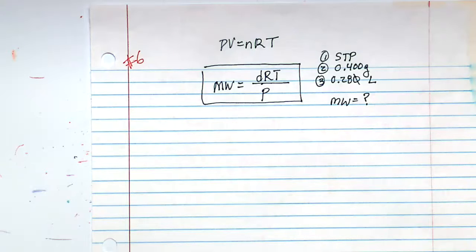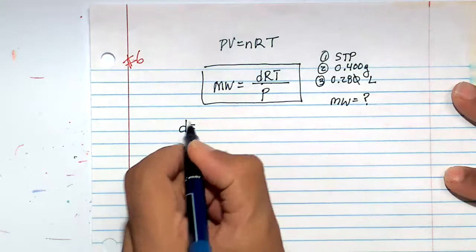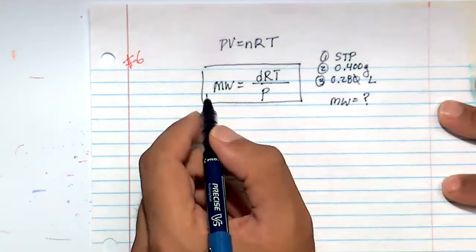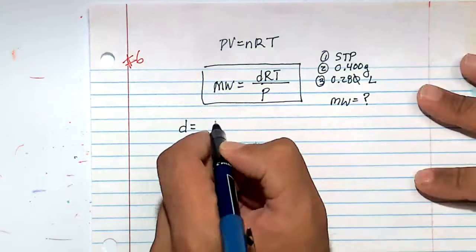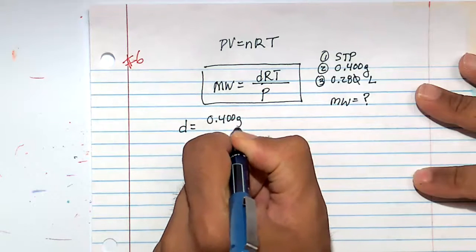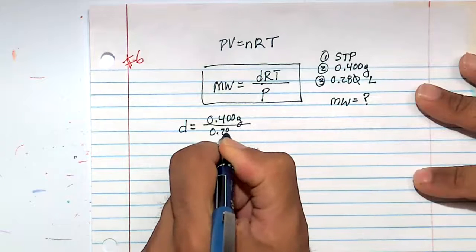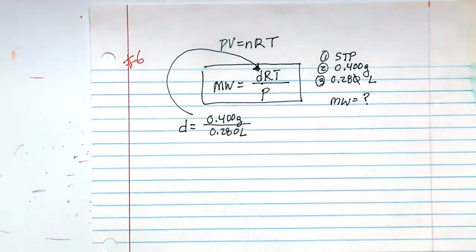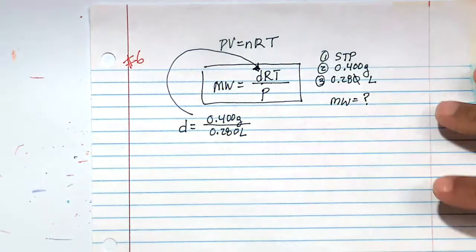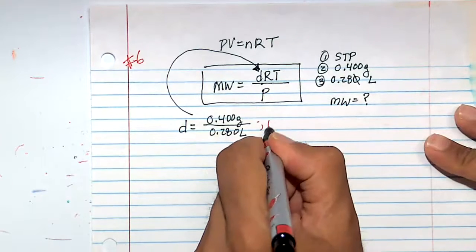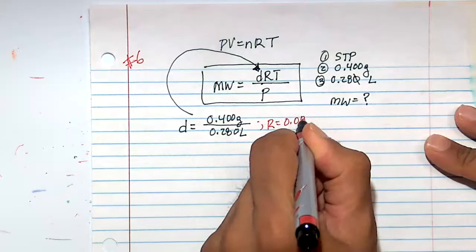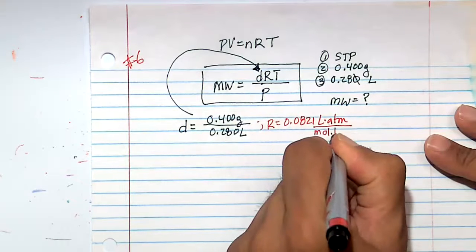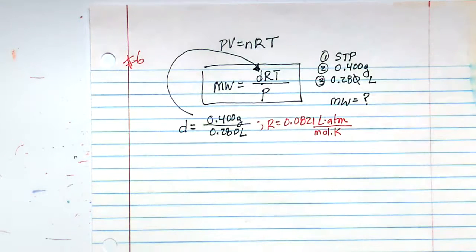First of all, remember what density is. What is density? Mass over volume. Density, intensive property, chapter 1. Mass over volume. So that's going to go here as your density D, mass over volume. What is this R? Well, R is something I'm going to give you. It's going to be 0.0821 liters atmospheres divided by mole Kelvin. So that will be R.